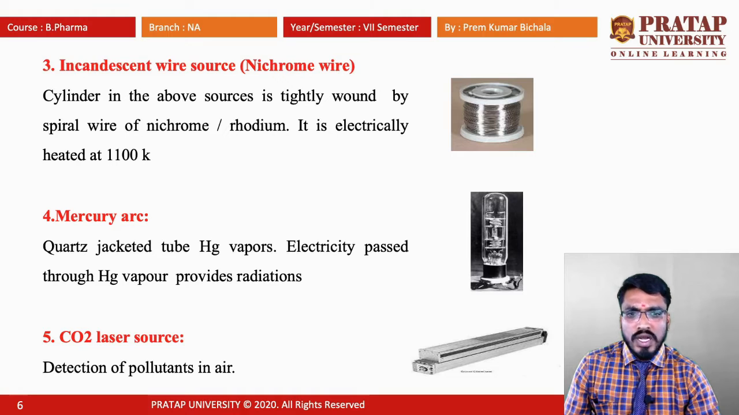Whereas the fourth one is mercury arc. Just go to the picture: mercury vapors are present in a quartz jacketed tube. Electricity passes through the mercury vapors, which provides the evolution of radiation. Finally, the fifth one is the carbon dioxide laser source. It is mainly used for the detection of pollutants in air. So for specific cases, we can use carbon dioxide laser sources.